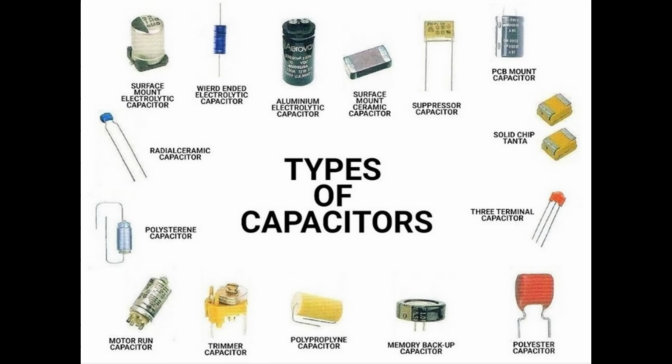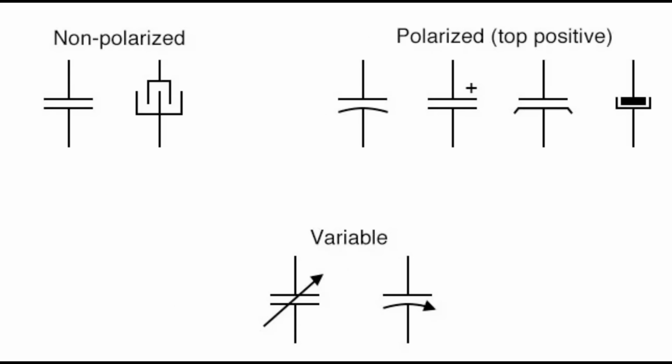The electrolytic capacitors are used to filter voltage in a power supply. There's many kinds. Each one has a specific reason to be used in a circuit, and we will cover that more as we move on. This next slide shows you the schematic symbols for caps: the non-polarized, the polarized, and variable caps.